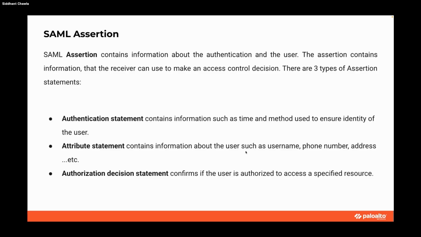So SAML assertion. SAML assertion contains information about authentication and the user. The assertion contains information that the receiver can use to make an access control decision. There are three types of assertion statements. Authentication statement, which actually contains the information such as method and time used to ensure identity of the user. Next, attribute statement, which contains information about the user such as username, phone number, address, etc. And the third one, authorization decision statement, which confirms if the user is authorized to access a specified resource.